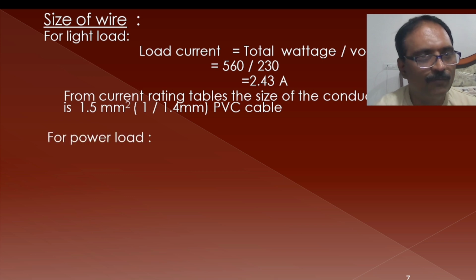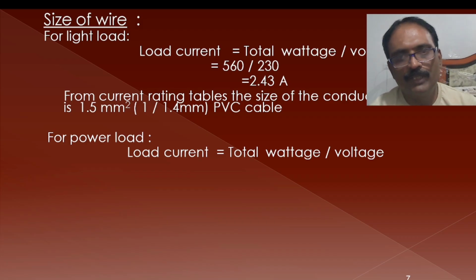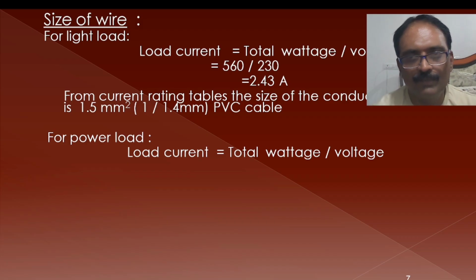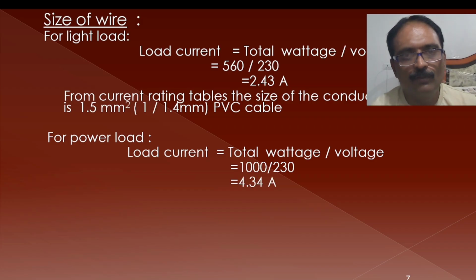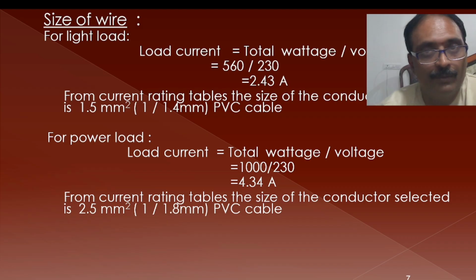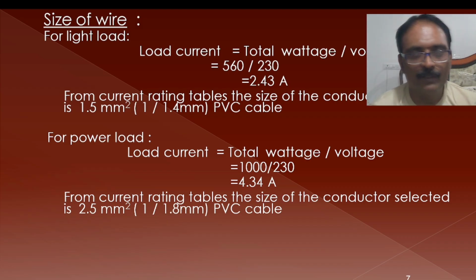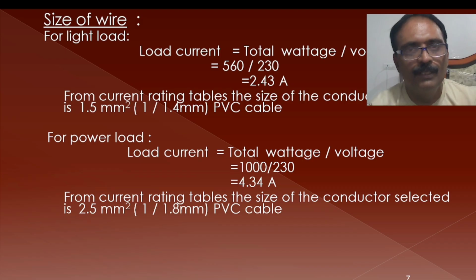And similarly for power load, the total current is wattage divided by voltage. Already 1000 watts we have considered, divided by 230 will give you around 4.34 amperes, and for this 2.5 square mm PVC cable is required. So this is how we have to find out the size of the wire depending upon the current carried by that cable.